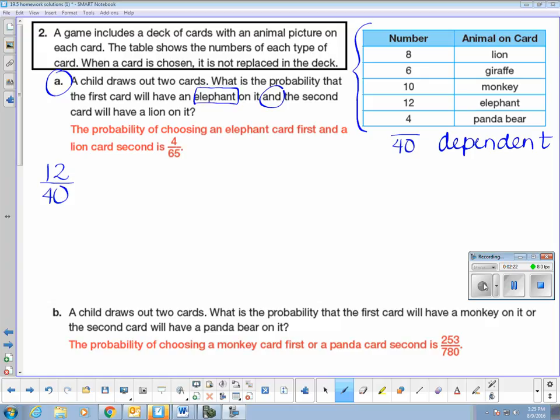Now we need to find the probability that the second card will have a lion on it. So if I look at my chart, there are 8 cards that have a lion. But now, since I have not replaced the first card that I pulled out, it would just be 8 out of 39. So using the and rule, we're going to multiply and find the product of these 2 events.